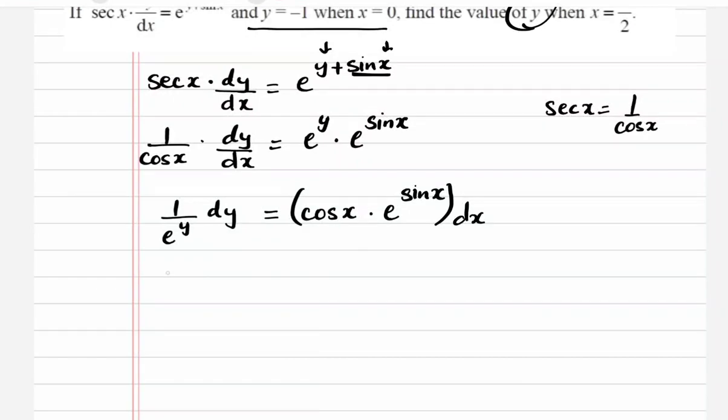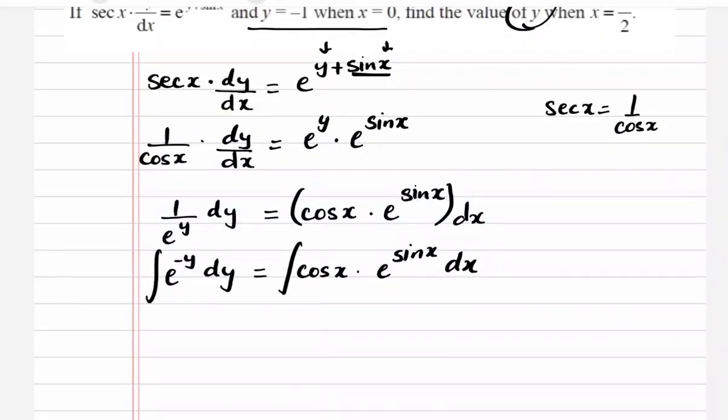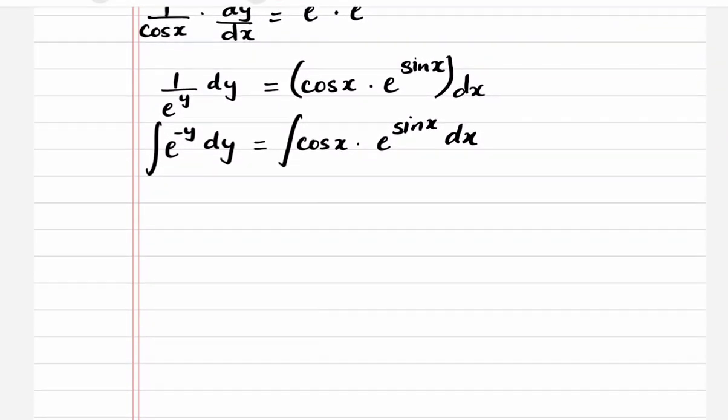Right? Now it's going to be e to the power of minus y dy is equal to, this is the same, cos x e to the power of sine x dx. And now we are integrating both sides. So when we integrate e to the power of minus y, it will give us minus e to the power of minus y.